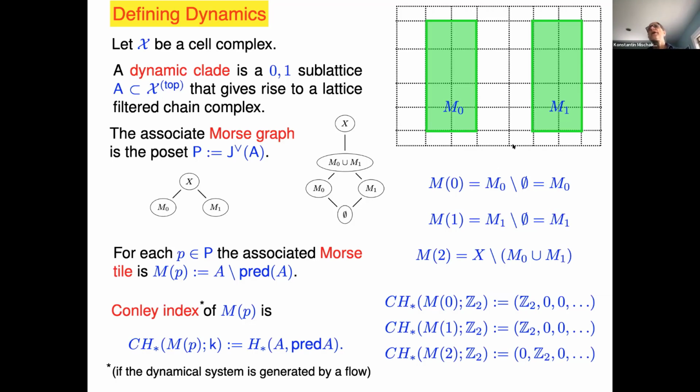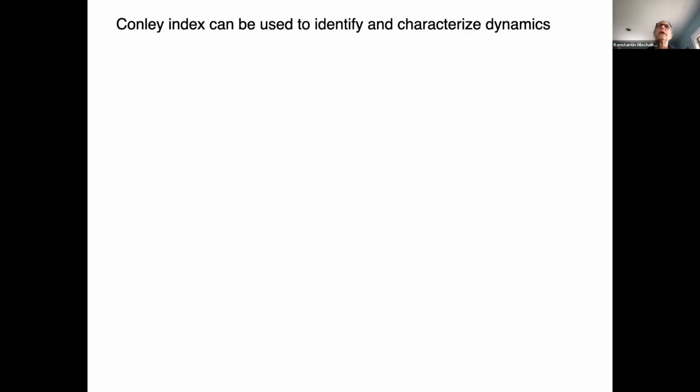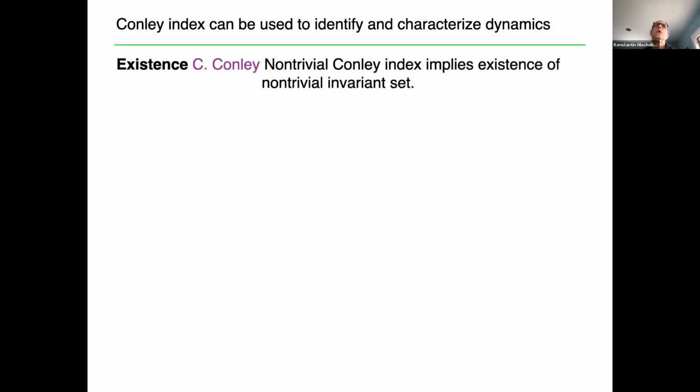And the Conley index for this Morse tile is going to be generated by the one-dimensional cells. But again, it's a one-dimensional object. Okay, why do I care about this? That's because the Conley index can be used to identify and characterize dynamics. So a fundamental theorem, and this goes back to Conley, is that if you have a non-trivial Conley index, it implies the existence of a non-trivial invariant set.